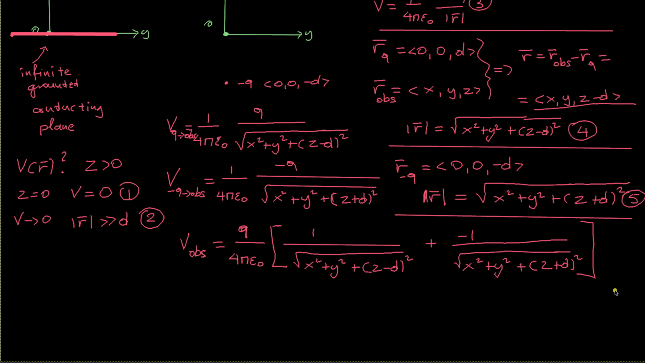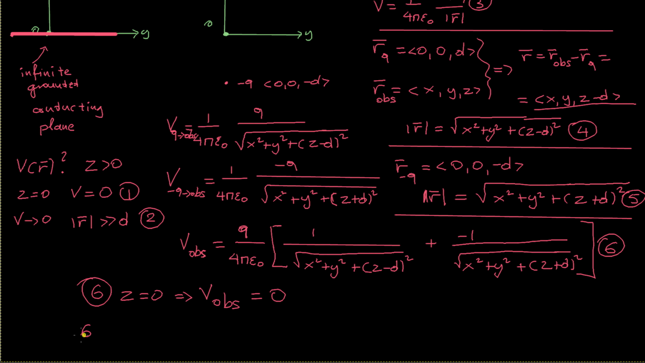Now, what I will do is test to see if this solution satisfies any of the 2 boundary conditions. When I plug in z equals 0 here and here, I get exactly the same term, with the difference that there is a minus sign. So from equation 6, when I plug in z equals 0, I get that the potential at the observation location is exactly 0, because the 2 terms cancel out.